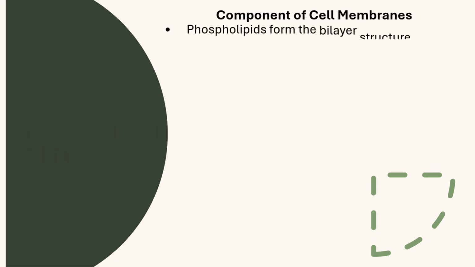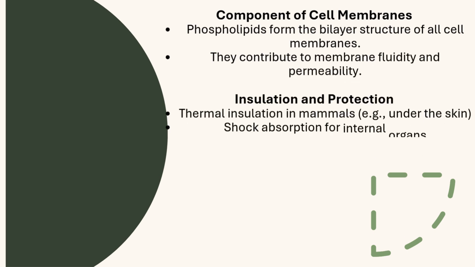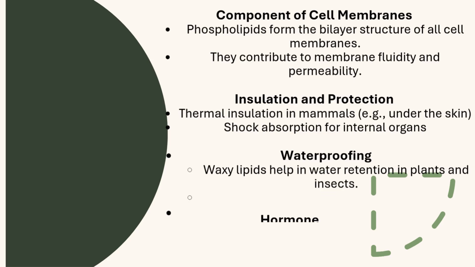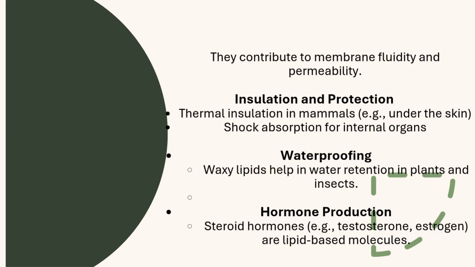Component of cell membranes. Phospholipids form the bilayer structure of all cell membranes. They contribute to membrane fluidity and permeability. Insulation and protection. Thermal insulation in mammals, for example under the skin, and shock absorption for internal organs. Waterproofing. Waxy lipids help in water retention in plants and insects. Hormone production. Steroid hormones, for example testosterone and estrogen, are lipid-based molecules.